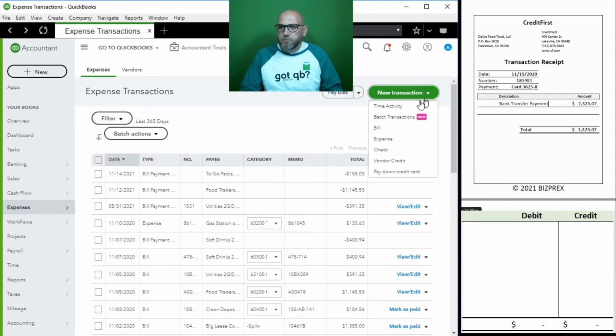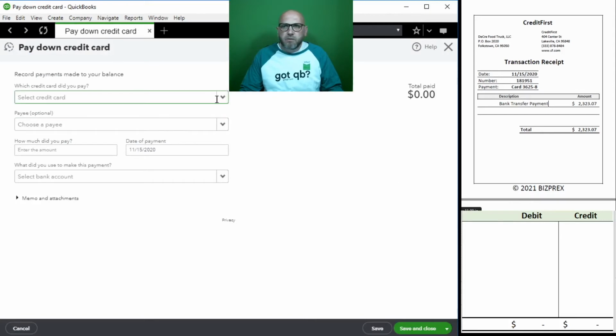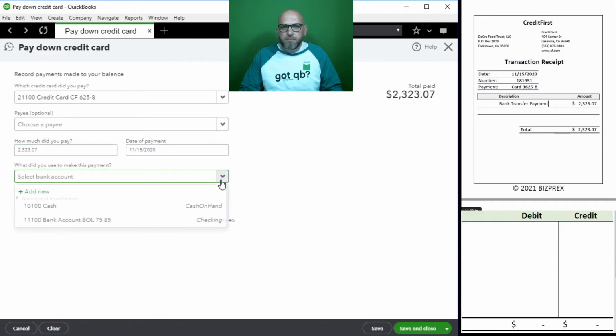So here we are, new transaction, pay down credit card right here. Okay, so here it is. It's a special interface, but we know debits and credits behind it. So we're going to select the credit card. Alright, pay is optional in this case. And how much do we pay? It's right here, 232307. Alright, date, correct. Alright, bank account right here. Okay. So the amount is entered once.